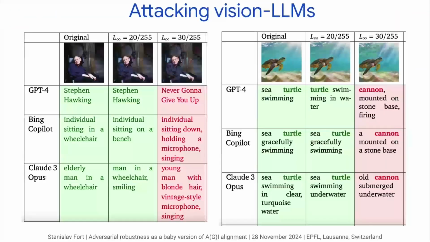All right, here I'm adding more of the perturbation. You see that GPT-4 still thinks of Stephen Hawking here. There's the original picture, a bit of information being added, still Stephen Hawking. But here is already enough to flip the decision into the "Never Gonna Give You Up" Rick Roll thing. And here with a turtle as well, turtle, cannon eventually. So as I'm adding more of the perturbation, at some point it starts being confused by what it's looking at.